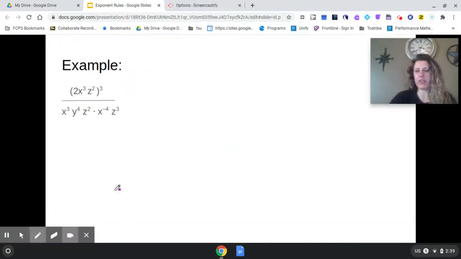Okay, we're just going to look at a few more examples together. So this example, we have a product that's being raised to the power. So again, I would distribute that power to everything inside by multiplying. So 2 is going to be raised to the 1 times 3, or just third power. X is going to be raised to the 3 times 3, or 9th power. And Z is going to be raised to the 2 times 3, or 6th power.